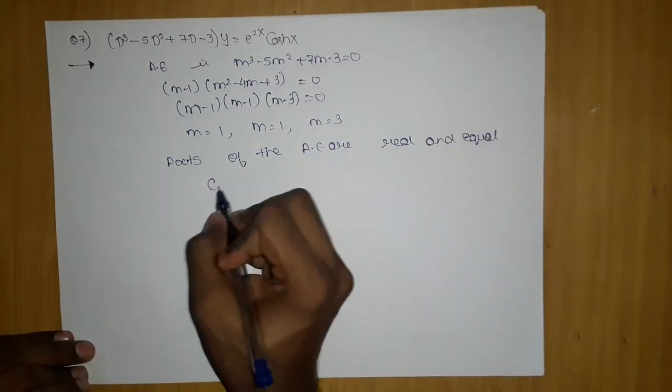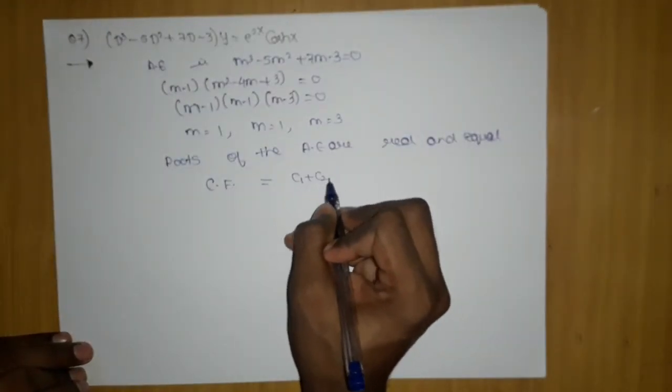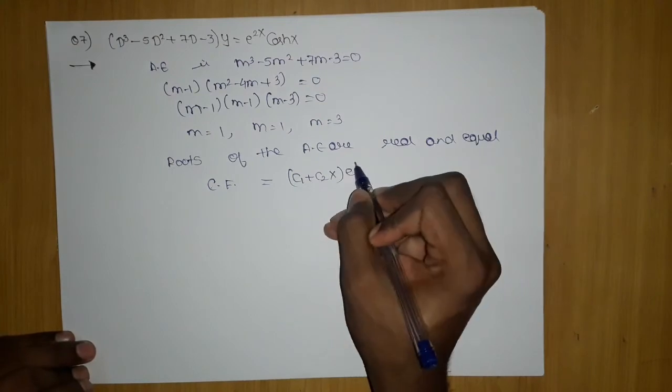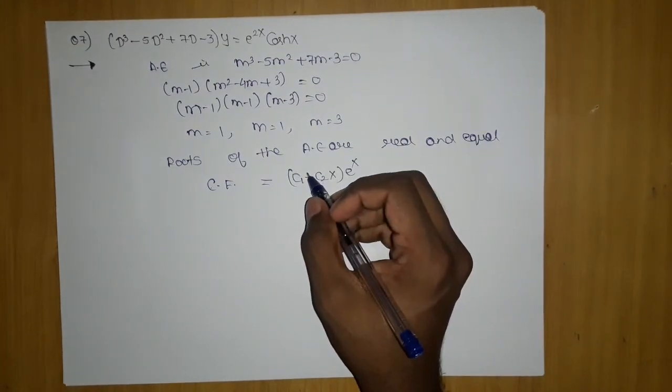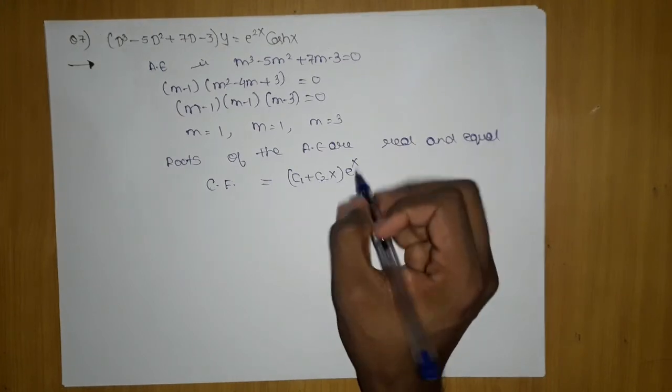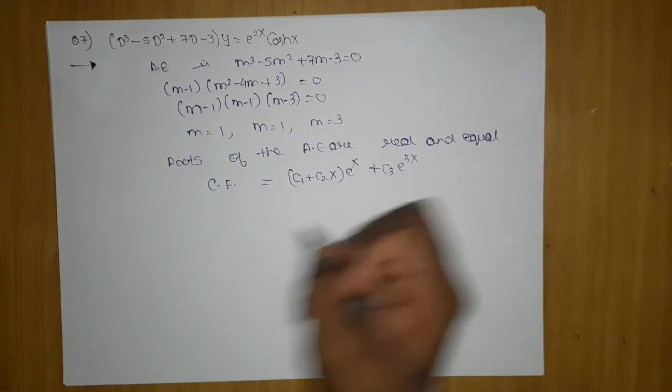After this, you have the complementary function CF, which will be nothing but (C1 plus C2 x) into e to the power x, because both roots are the same. So hope you have understood this. Now further on C3, which will be e to the power 3x, this will be different.